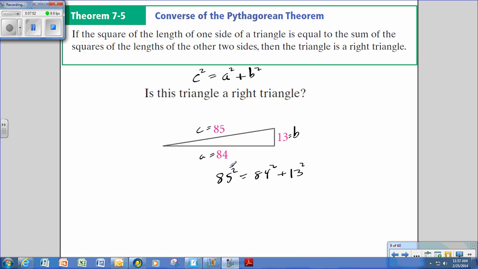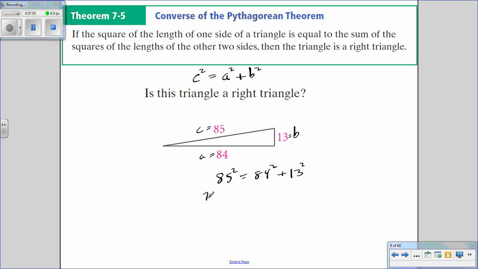Okay, if I calculate 85 squared, I get 7,225. If I calculate 84 squared, that's 7,056. Plus 13 squared is 169. So my question is, if I added these together, will it equal 7,225? And yes, it does. So those are equal. So this is yes. This makes a right triangle.